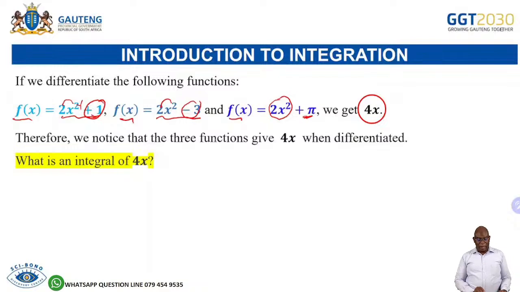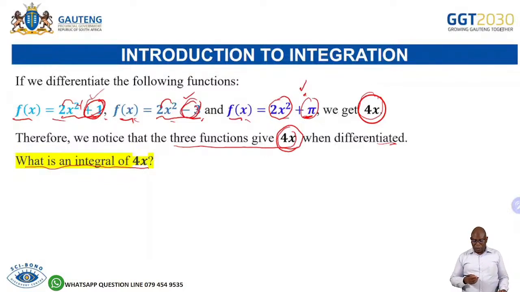Therefore, what do I notice here? I notice that all these 3 functions that have been given there always give us 4x when we are differentiating. So when I differentiate this, I always get 4x for all these 3. All right? So what is the integral of 4x? That's what we're going to be looking at again, to say, if I integrate this 4x, which one of these 3 will I get? Will I get this? Will I get that? And you can see that is a constant, so I'm going to have a problem with a constant. And we'll talk about it when we do activities.